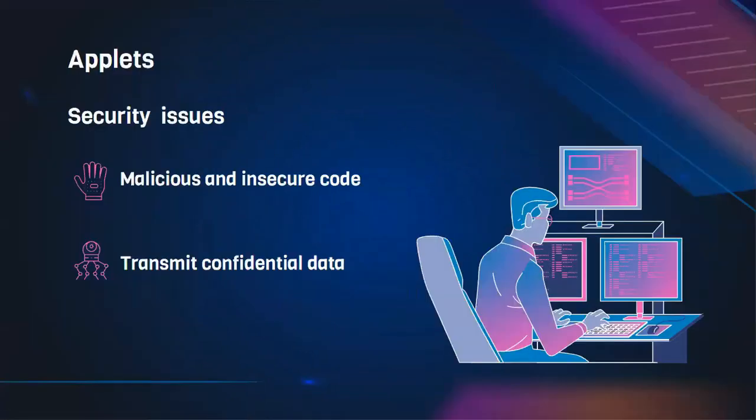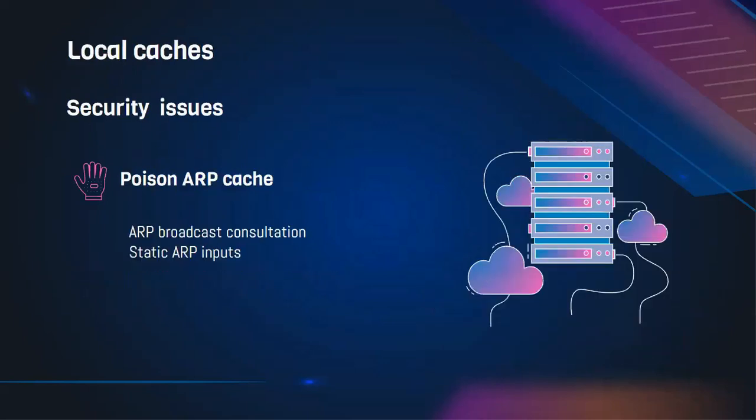Applets. A remote system might send code to the local system for execution. This code might be malicious and insecure. Local caches. An attacker poisons the ARP cache when a client performs the ARP broadcast query. The attacker takes advantage to send a forced response.